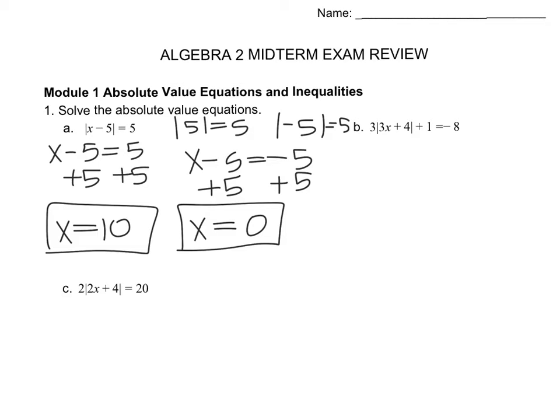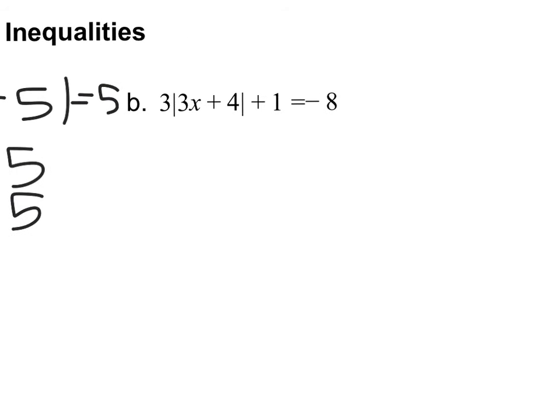In B, we're looking at 3 times the absolute value of 3x plus 4, plus 1 equals negative 8. Typically, anytime we have an absolute value equation equal to a negative, we would say no solution. But first we have to isolate the absolute value, because if I isolate the absolute value, it may not end up still equaling negative.